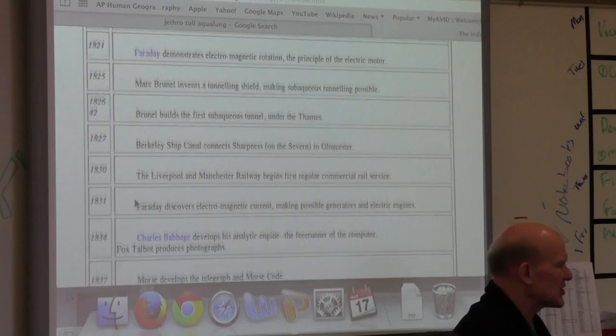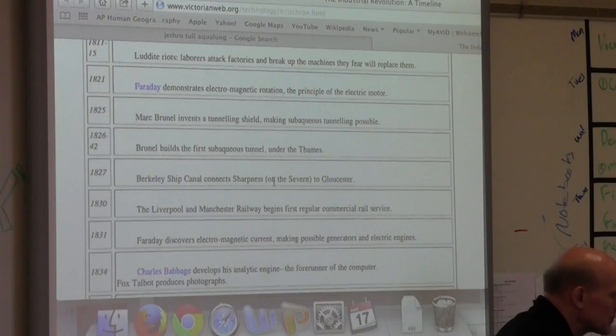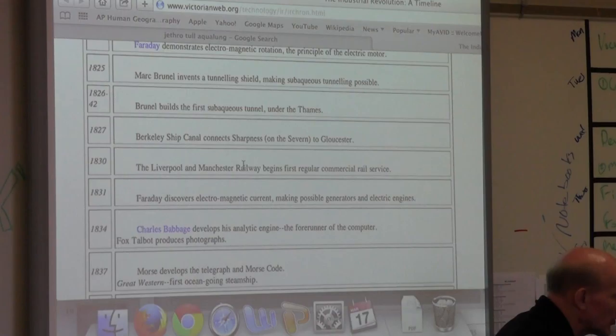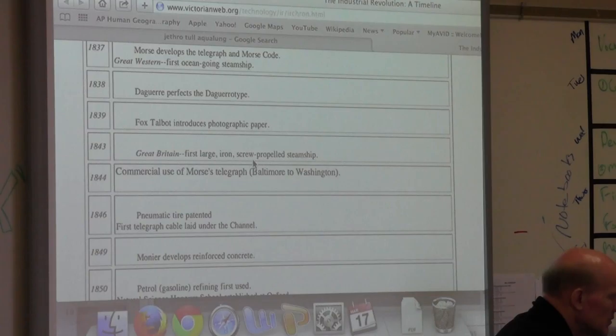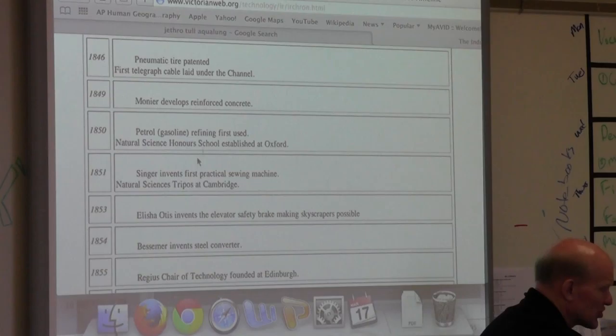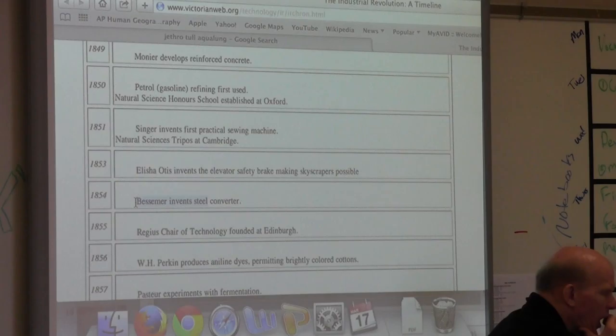But it tells you all of the different things in here which make big changes. A tunnel under the Thames River for travel. A steamboat. A railway between Manchester and Liverpool. You should write one of the key changes is the railroad. That's a huge change. Then you don't need to know this, but they invent the Morse code and the telegraph. Singer invents the sewing machine. Bessemer steel is probably worth writing down. Dyes, considered a big deal.